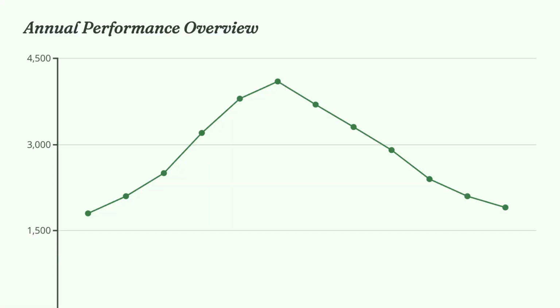Let me show you how this works with real numbers. Let's go back to Sarah, our diesel mechanic from Module 1. Remember, her income looked like this over the year. Her total annual income was $36,400. Divided by 12 months, that's $3,033 per month on average. But Sarah never actually earned $3,033 in any given month. She earned as little as $1,800 and as much as $4,100.